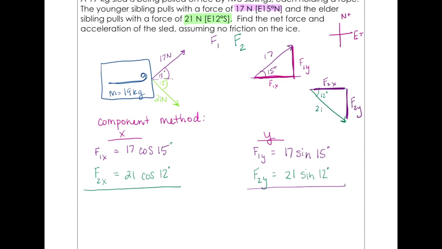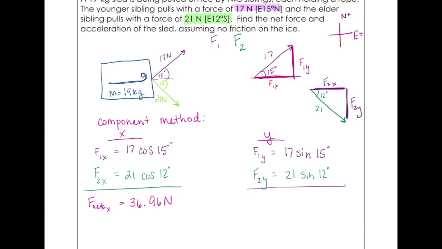Okay, so when we add these together, so we solve 17 times cosine of 15 degrees, we would get that value, plus cosine of 12 degrees times 21, we would add that value to the previous value, and we will get a net x value of 36.96 newtons. Okay, and then same thing, adding these together.